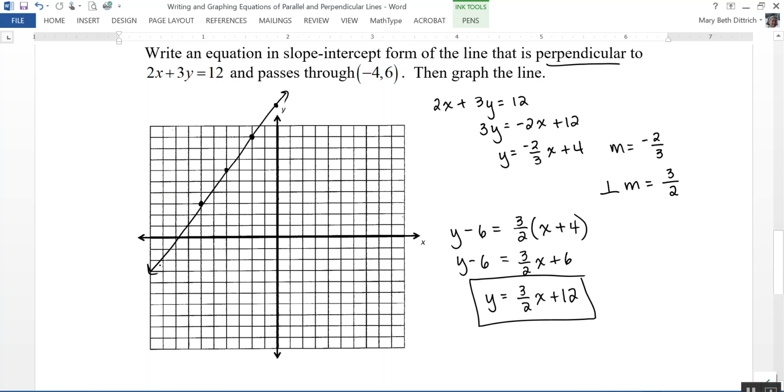So in this video, we took a look at how to write and graph equations of parallel and perpendicular lines, remembering that if two lines are parallel, their slopes are the same, and if two lines are perpendicular, their slopes are opposite reciprocals of each other.